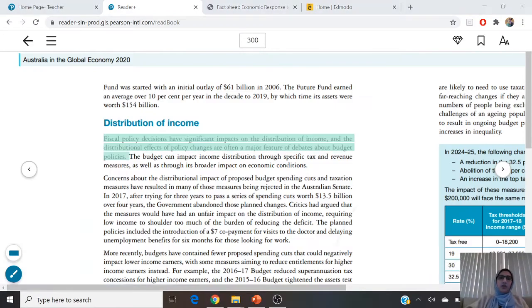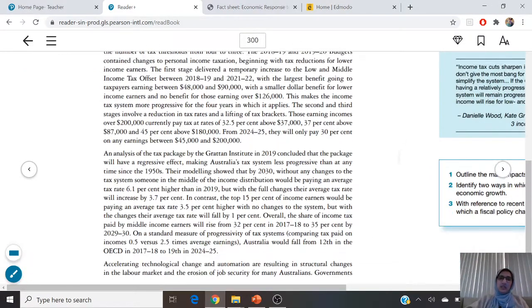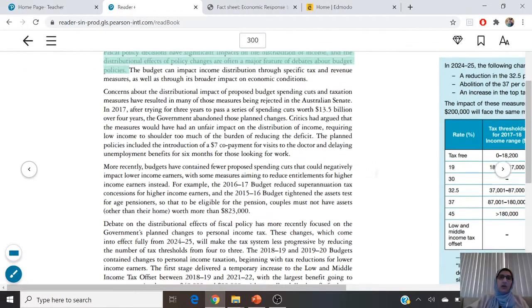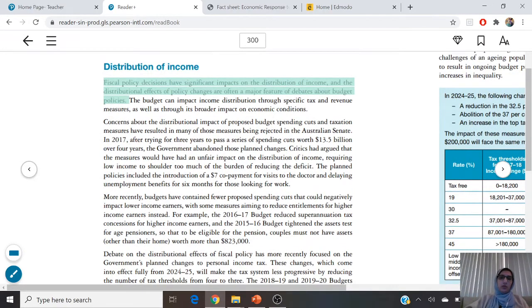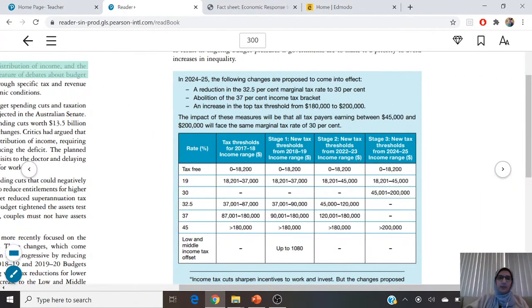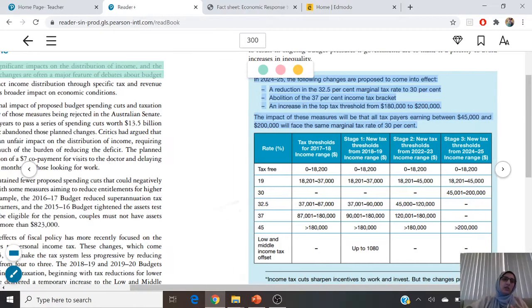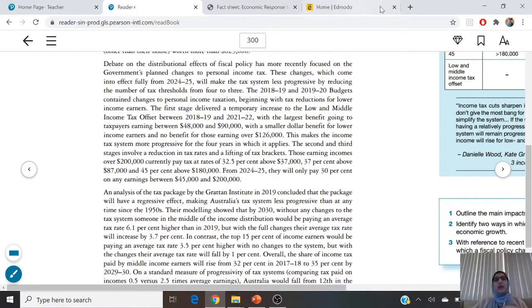And then we have distribution of income. This as well we've discussed in the distribution of income chapter. However, I would like you guys to read through this, okay? Especially the blue writing over here. This is very important for you to write down, because it basically gives us an idea about the government trying to reduce income inequality in Australia. And please read, okay.